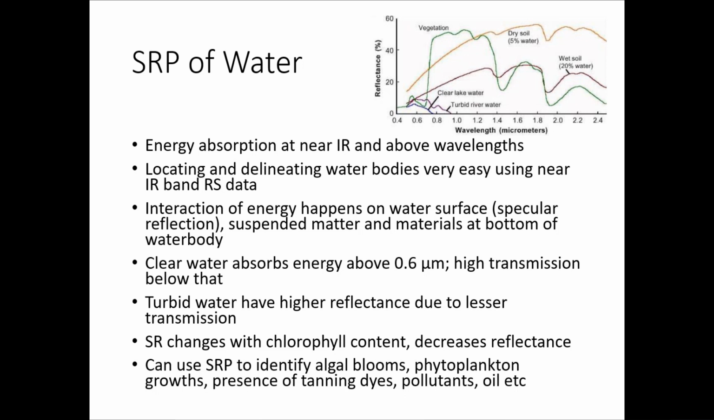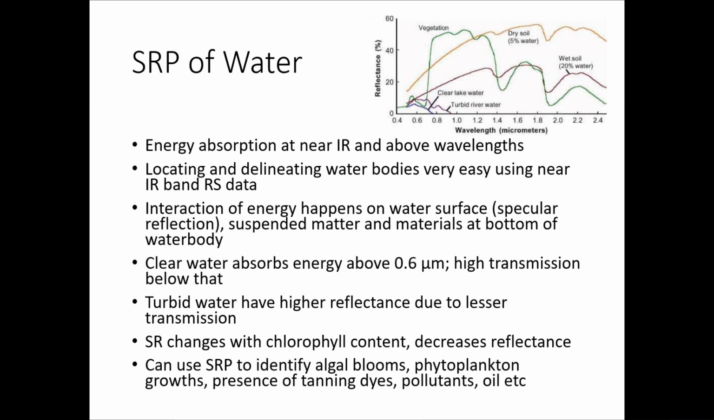Suppose you have clear water and turbid river water. If you have clear lake water, you can see that the reflectance is in the 10% range in the visible spectrum, right? What will happen to the remaining energy? Some of it is absorbed and some is transmitted. The energy just passes through the water, right?